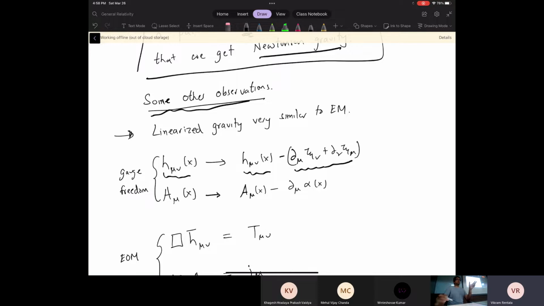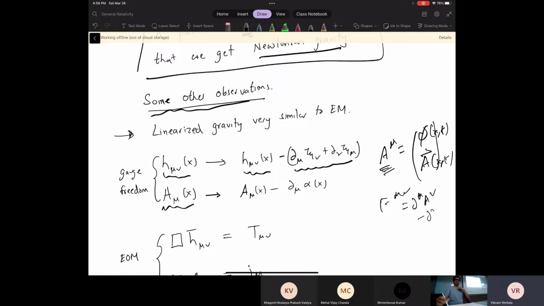In electromagnetism, when you have the vector potential, are you familiar with this? Have you seen this vector potential before? A mu is a combination of the scalar potential plus the magnetic vector potential. And in general, these can depend on x and t. So instead of working with F mu nu, you can work with this vector potential. F mu nu is partial mu A nu minus partial nu A mu.